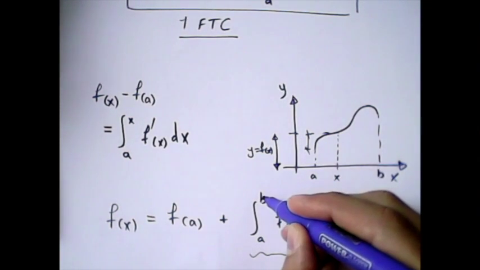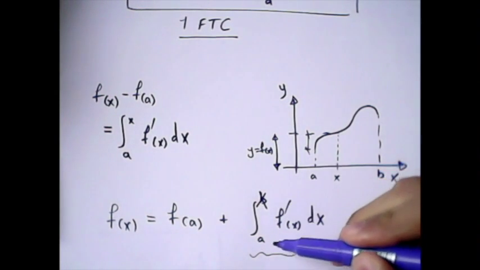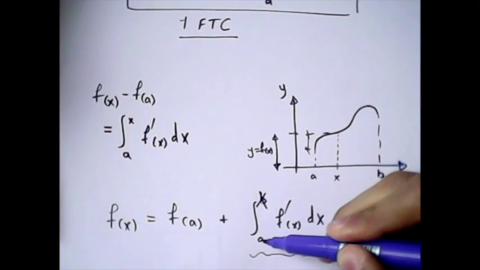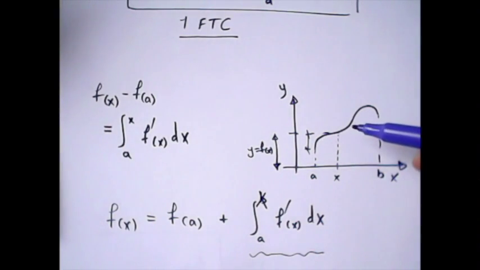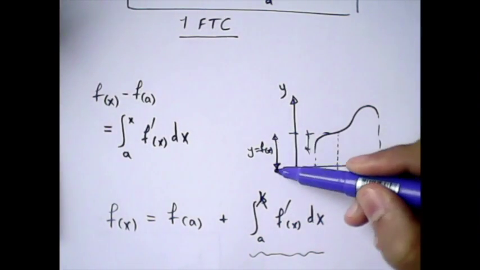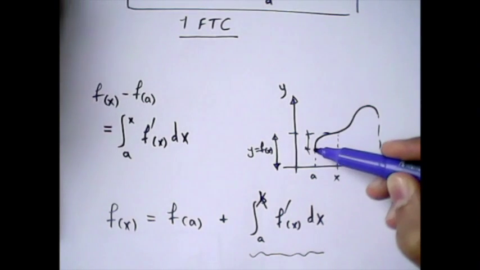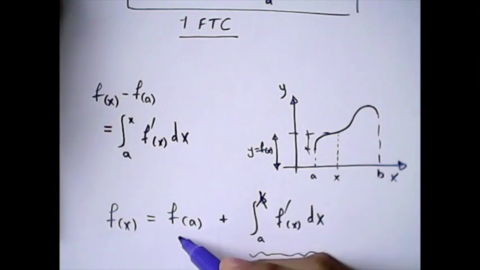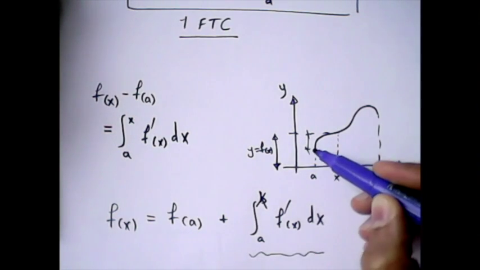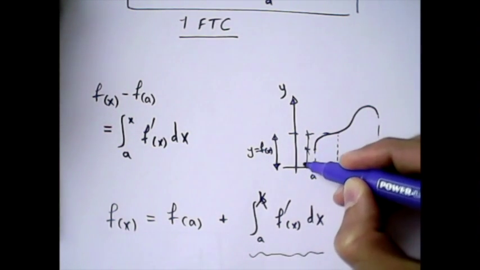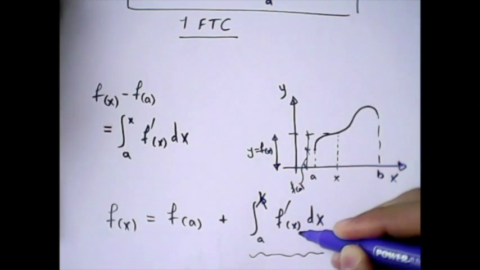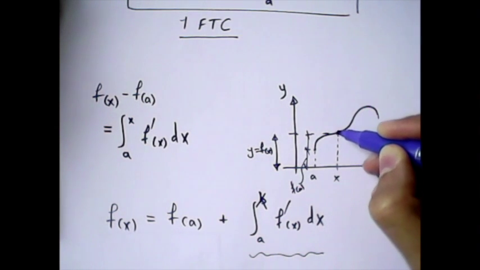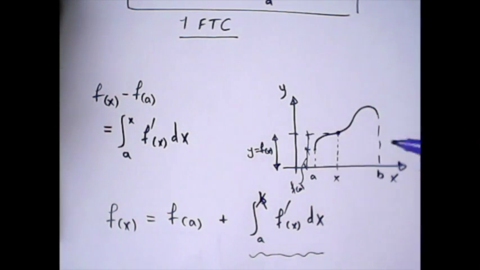Sorry, this has to be x. So this guy tells us how much we go up as we go from point A to point X, which is this much. But it doesn't tell us anything about the absolute value which we're looking for. So we need to tell it the very beginning of the mountain is at height f of a. So f of a here, this is f of a, plus this value of integral here will give us this point, this absolute value of the point.